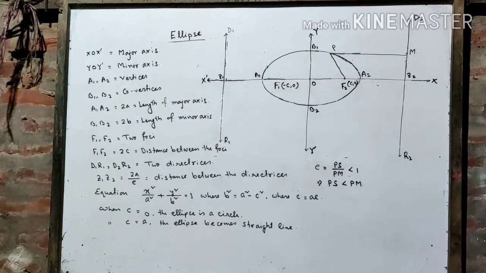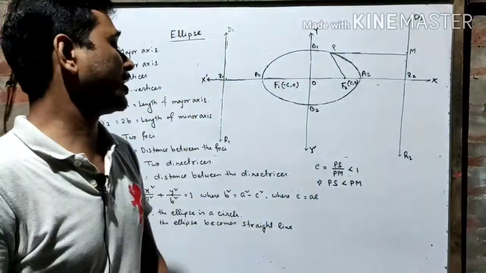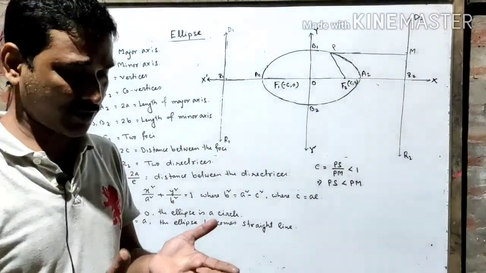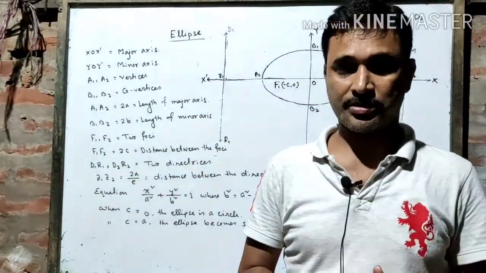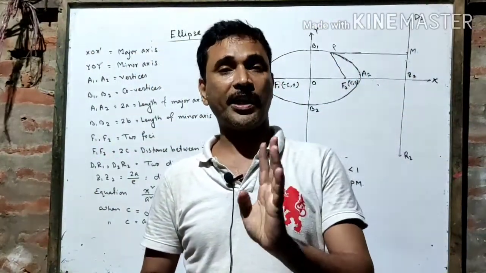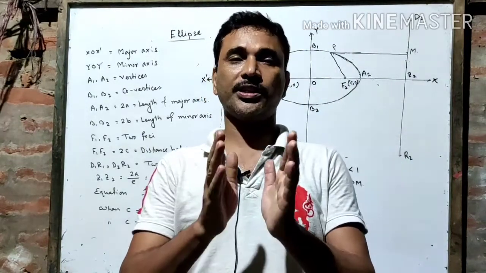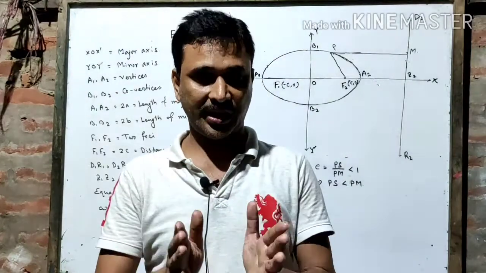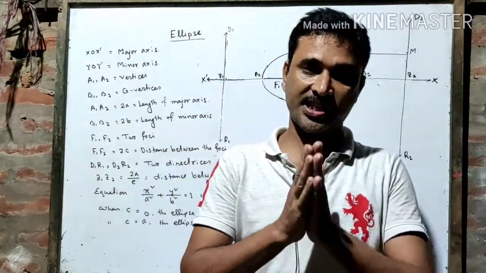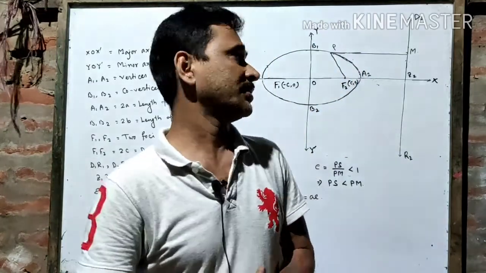So, dear students, we are learning about conic sections or conics. We have learned that there are three types of conics depending upon the value of the eccentricity. If the value of eccentricity is 1, the conic is a parabola. If the value of eccentricity is less than 1, the conic is an ellipse. If the value of eccentricity is greater than 1, then the conic is a hyperbola. That we have learned.